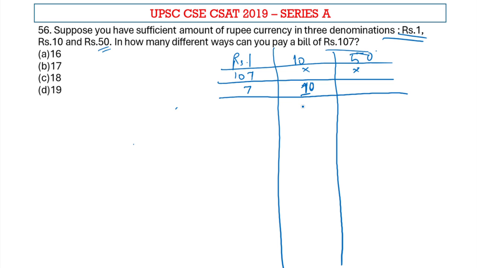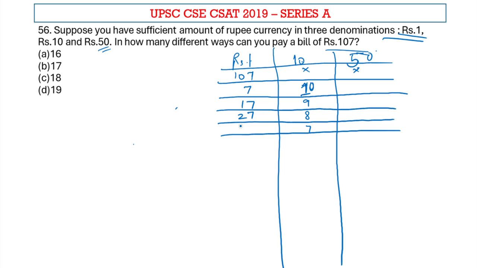The next possible way is to pay it using 10 rupees, then we'll use 9 notes. If I'm using 9 notes, I'll have to pay the remaining 17 rupees with 1 rupee because I cannot use 50 yet, the remaining is only 17. Now if I use 8 notes of 10 rupees, it will be 80, so the remaining will be 27 here. Then if I use 7 notes, it will sum up to 70, then the remaining 37 rupees will be paid using 1 rupee. If I'm spending 6 notes, which is 60, the remaining 47 rupees will be paid using 1 rupee.